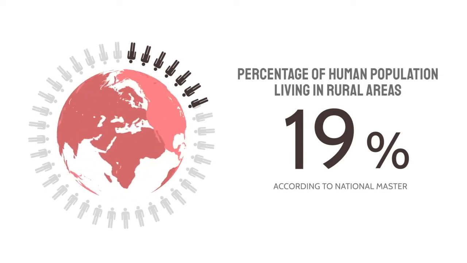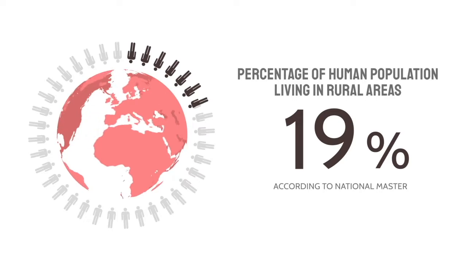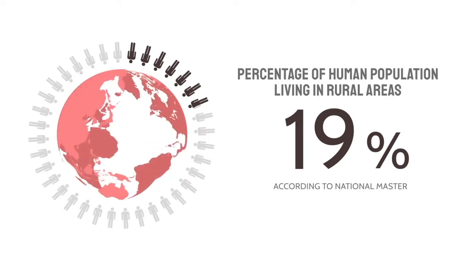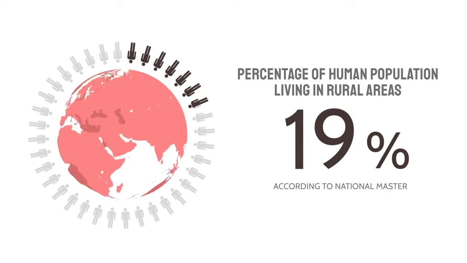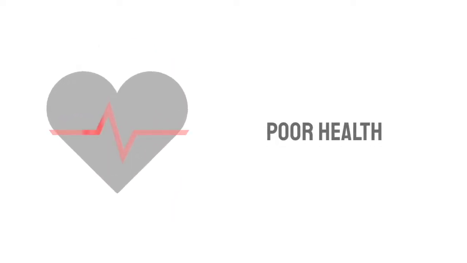19.3% of the human population lives in rural areas, according to National Master. This is a significant amount. Some rural areas have characteristics that put residents at higher risk of death, such as long travel distances to specialty and emergency care or exposures to specific environmental hazards.